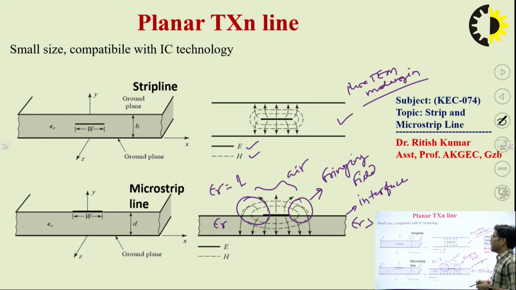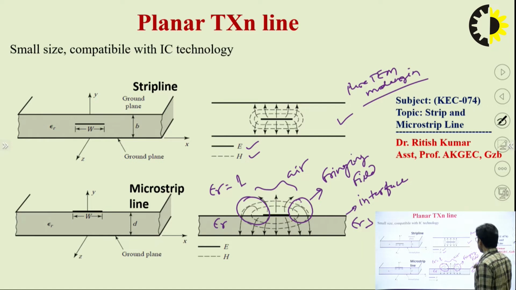How to make the radiation as low as possible? If you take epsilon r, that is relative permittivity, as high as possible, then most of the field is confined inside the substrate. So this can be reduced by taking a high relative permittivity of the substrate.